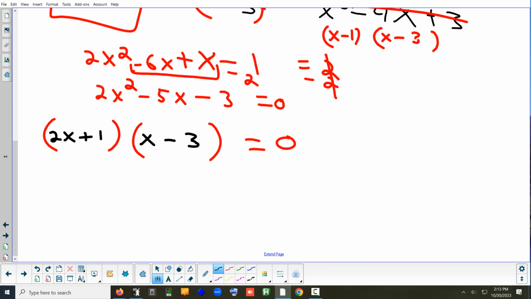And then we make it 0. Yeah, find the number that makes them 0. So set that one equal to 0. Set that one equal to 0. And solve.